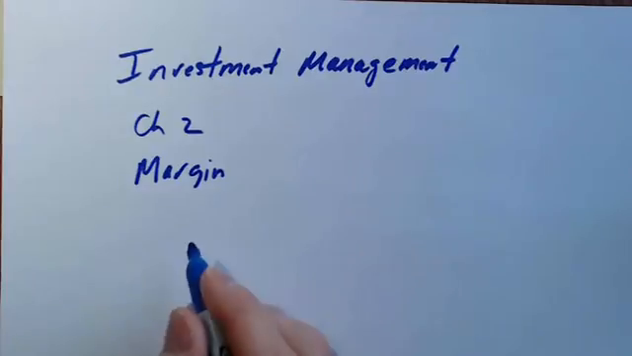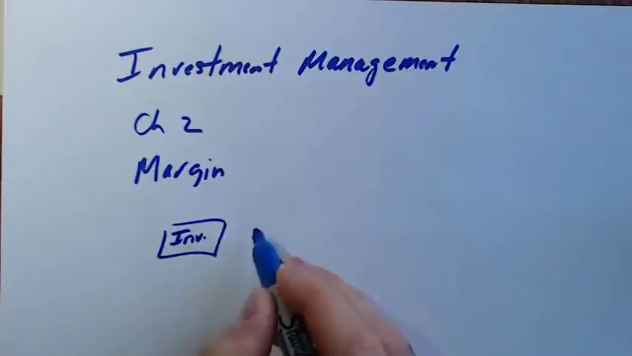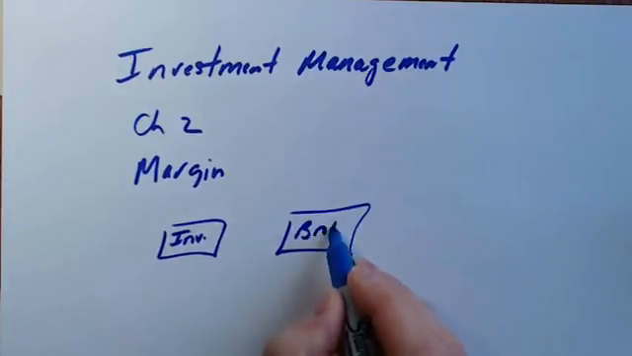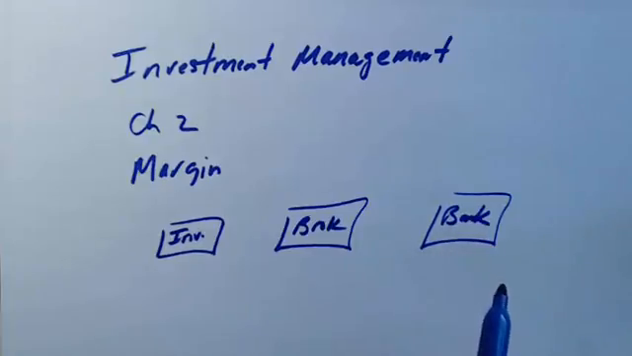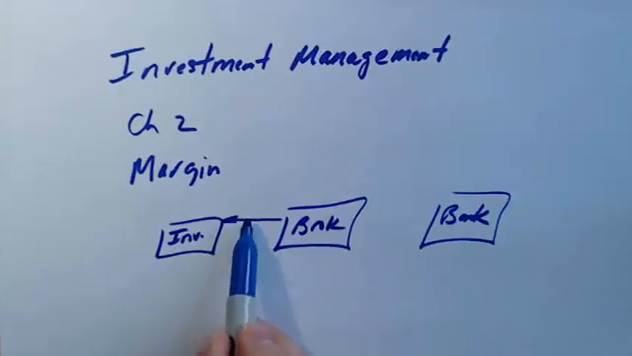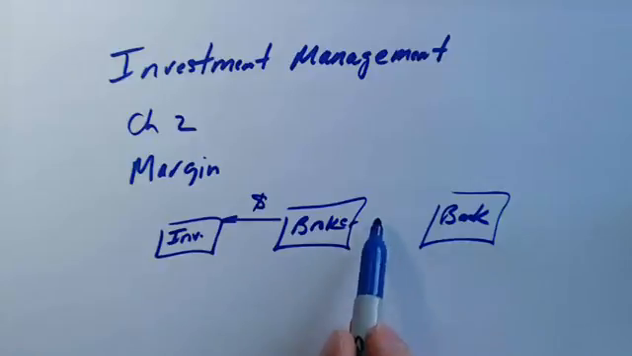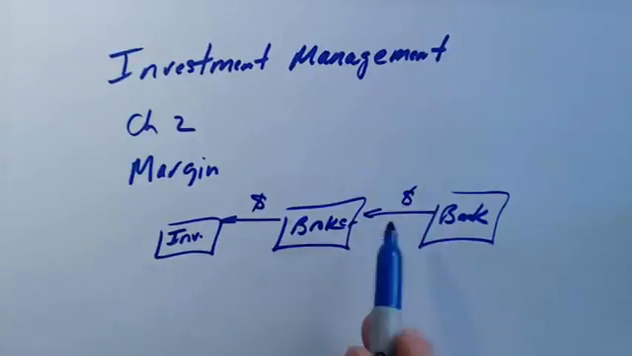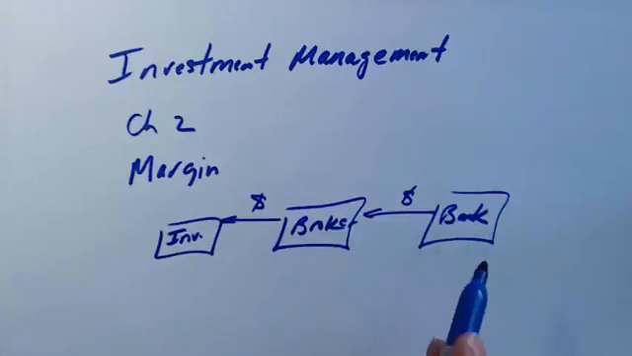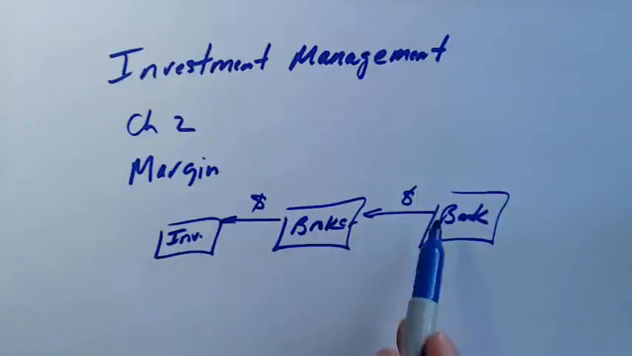Normally you have an investor, a broker, and a bank. You're going to borrow money from the broker, and that broker is going to borrow the money from a bank, because the broker is going to consolidate all the borrowings and end up borrowing money from a bank. So that's the direction of the way money flows.